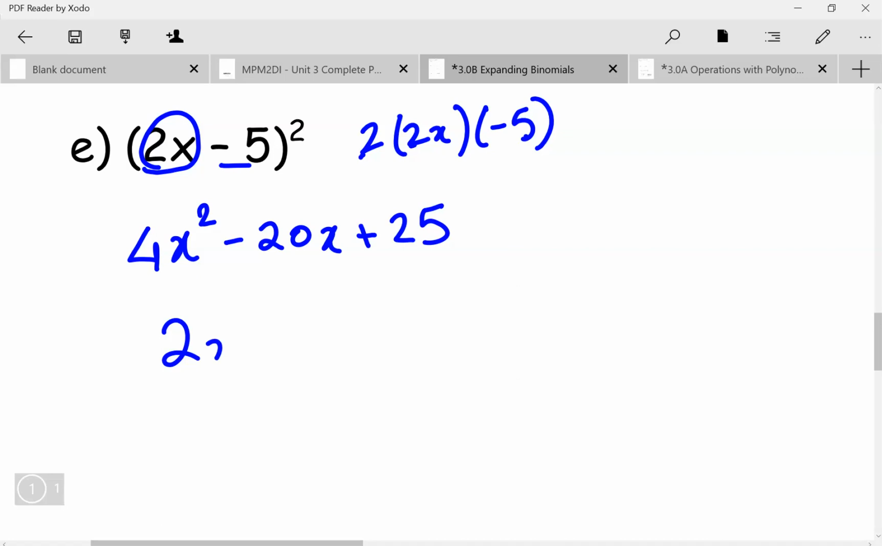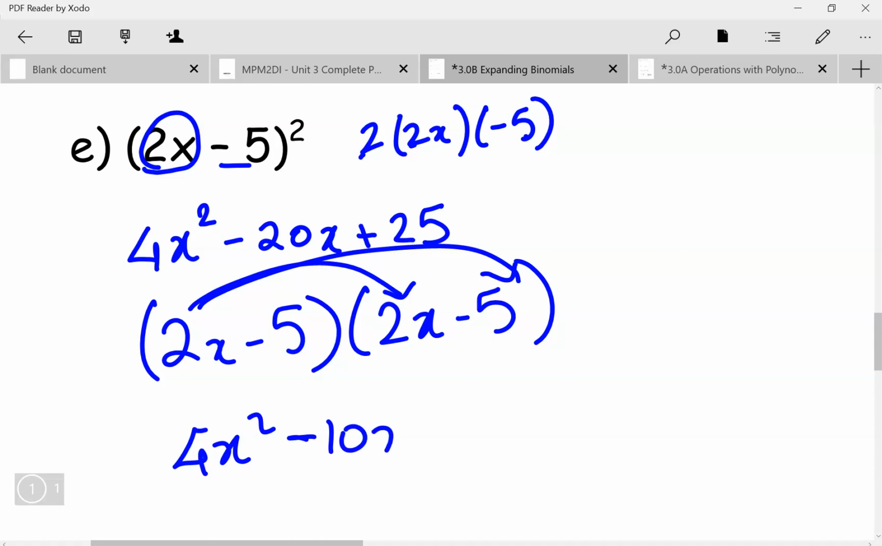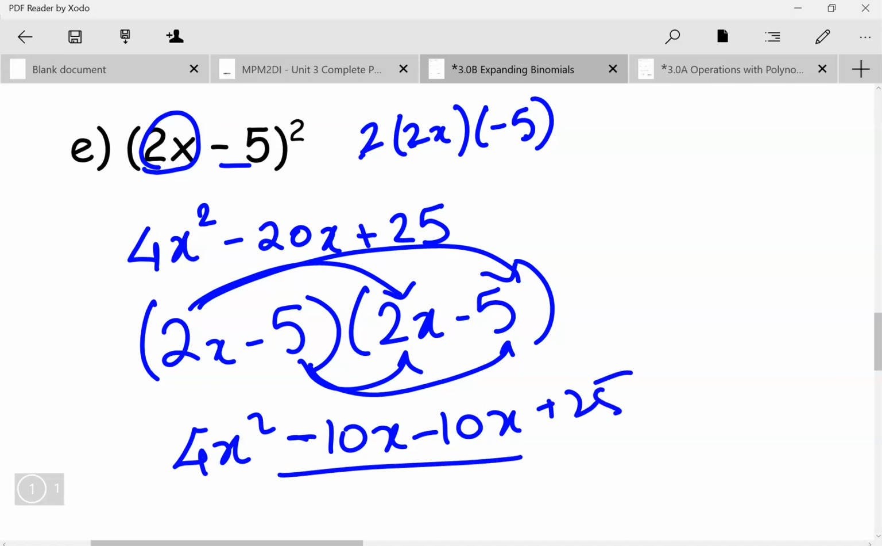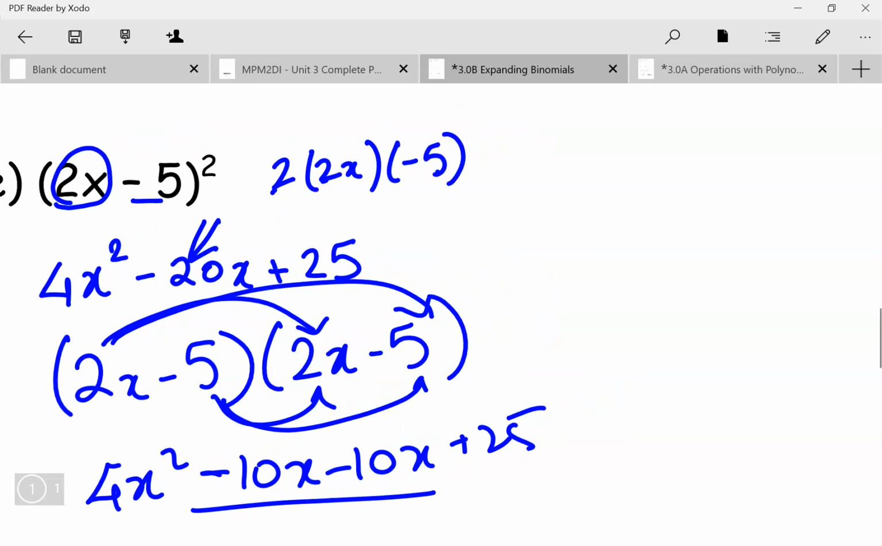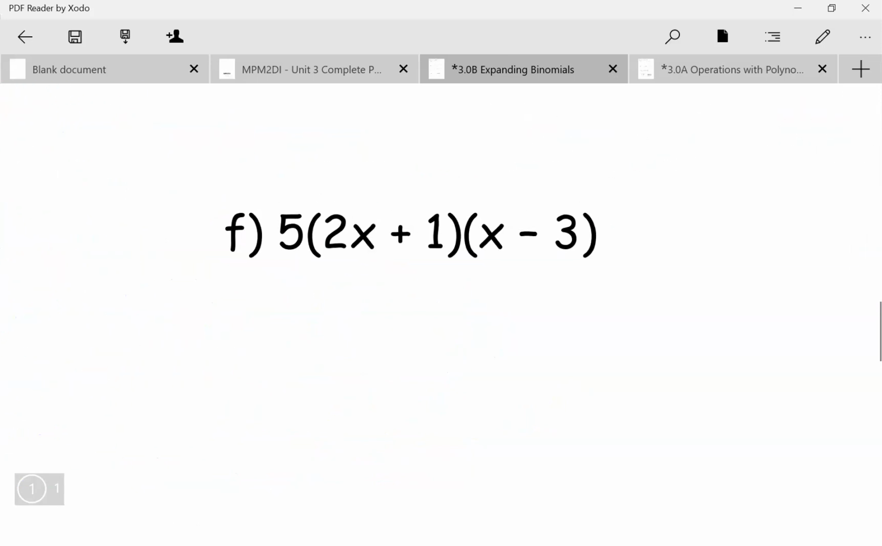And if you do this the long way, as in if you actually were to write it out, 2x times 2x is 4x squared. 2x times negative 5 is negative 10x. Another negative 10x and positive 25. And if you do negative 10 minus 10, you'll see that we get negative 20x over here. So the same idea. So that's where this comes in handy. Here we have 3 different multiplications.